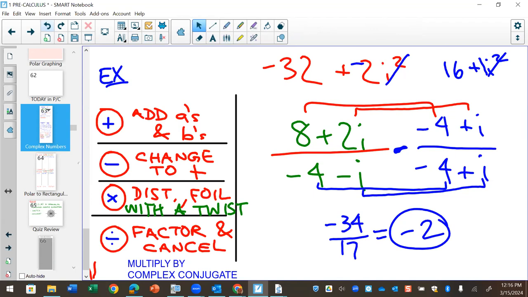In a high-flying honors group like this, you should know both ways for yourself. One or the other will get you by. For me, since I'm a big factor and cancel guy. Yeah, so that's it for complex numbers.